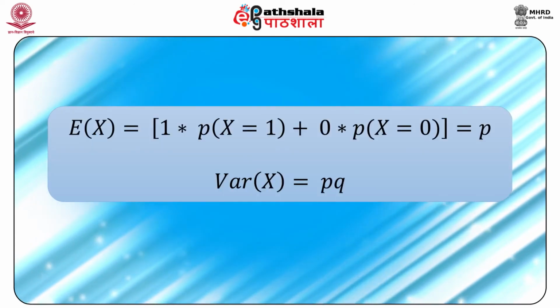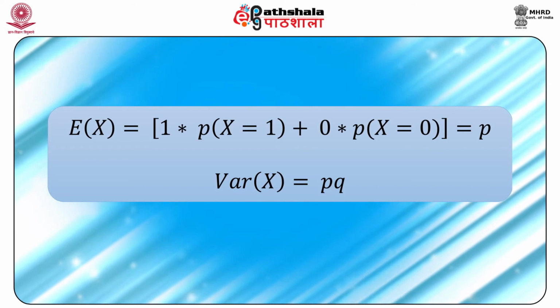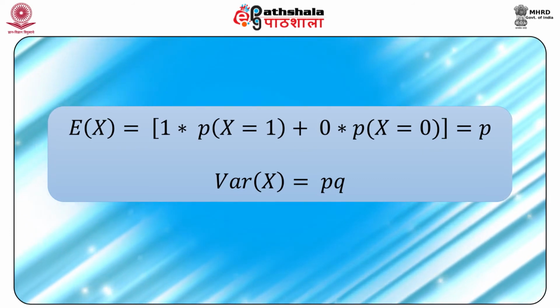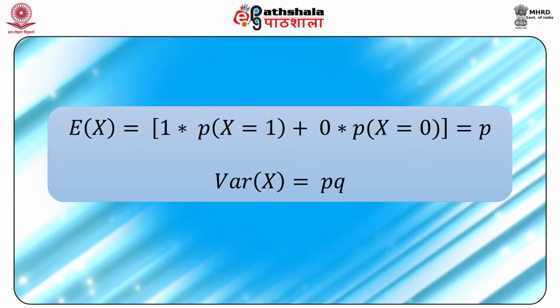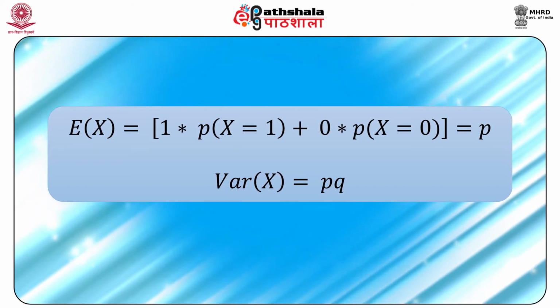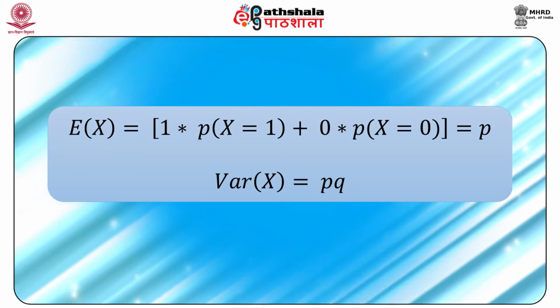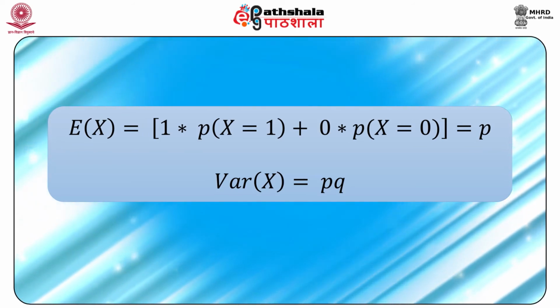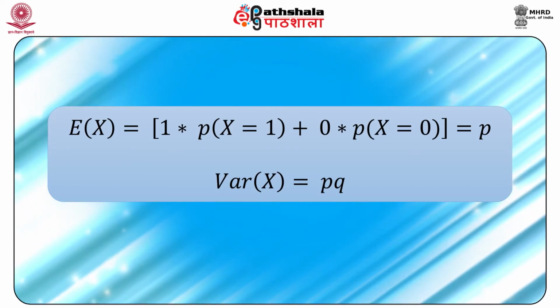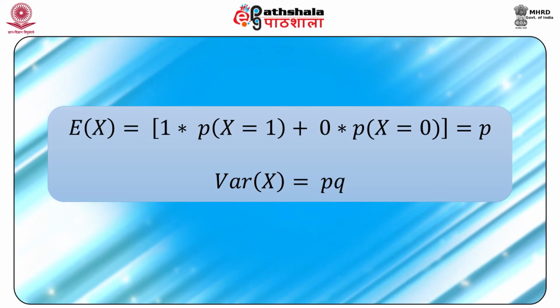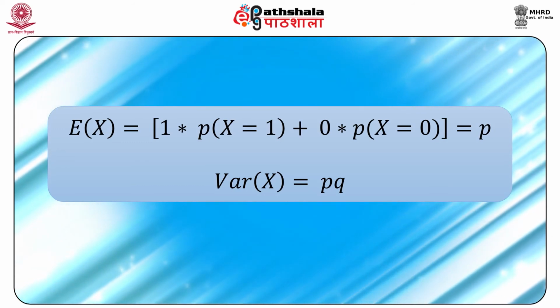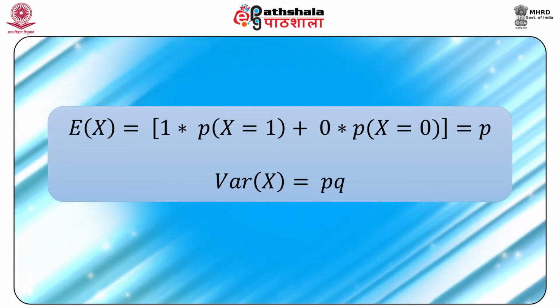Now, for such a variable, expected value of x is equal to 1 into probability x is equal to 1 plus 0 into probability x equal to 0. This comes out to be equal to p. Similarly, variance of x is equal to p into q, where q is equal to 1 minus p and is defined as the probability of failure. So q is 1 minus p.